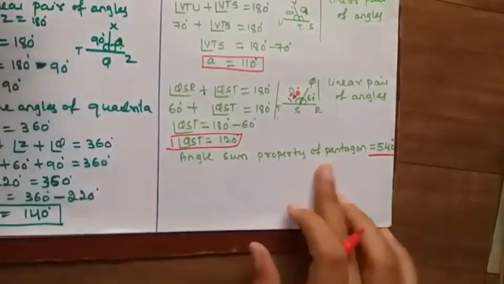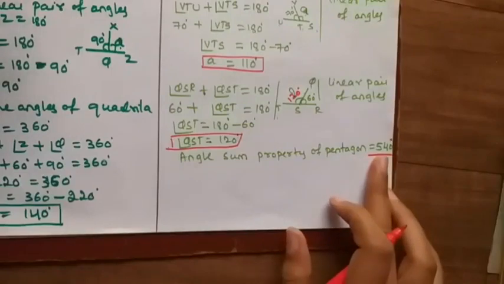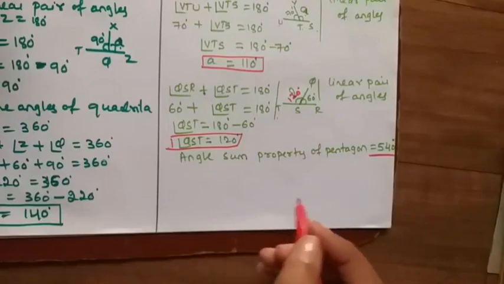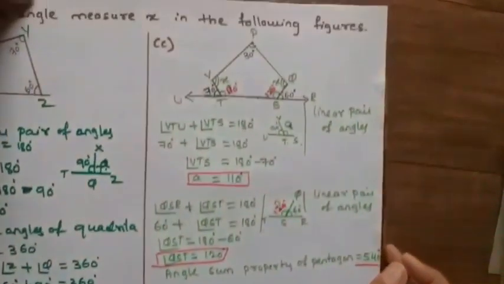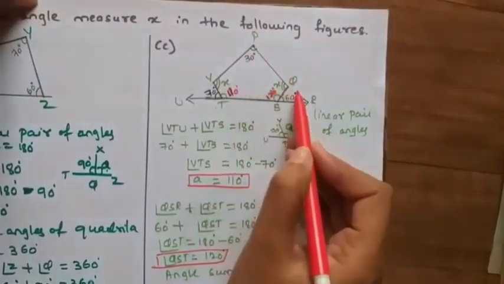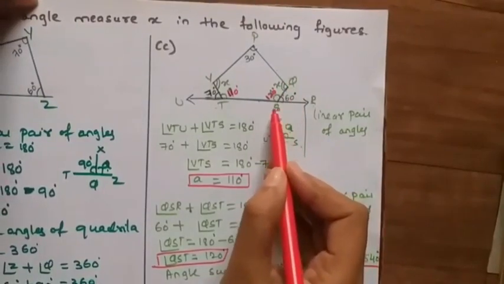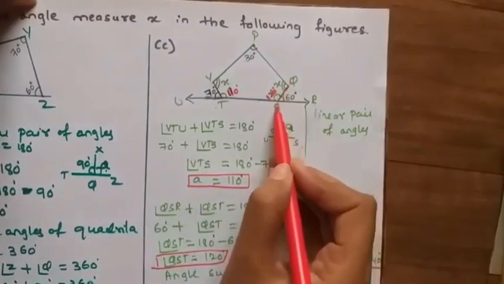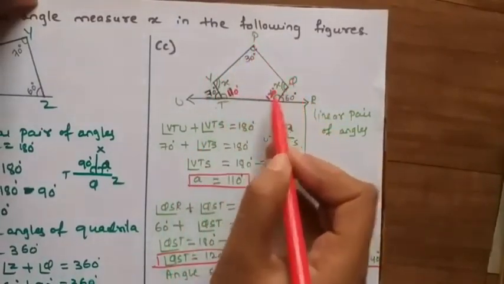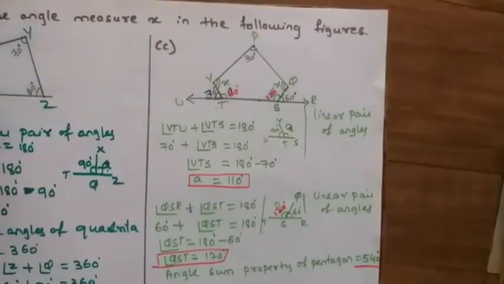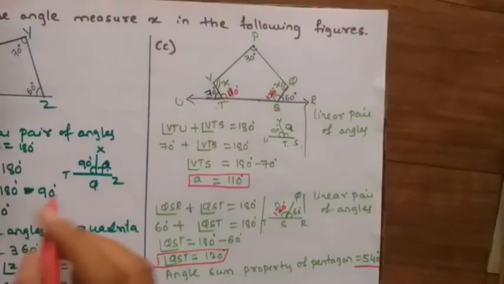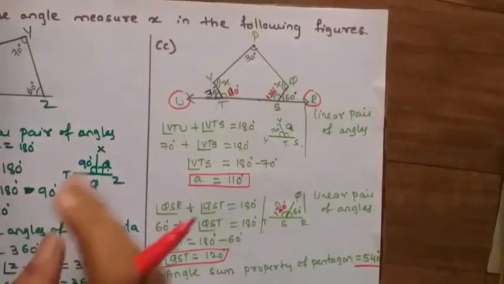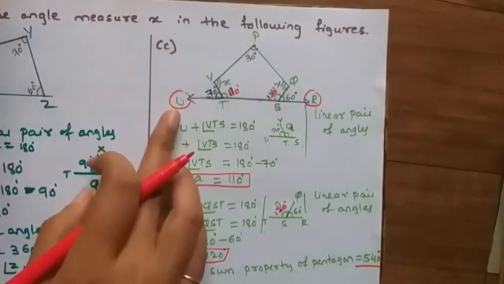The angle sum property of pentagon is how much? 540 degree. Here next, total how many angles are there? Just check here. Angle P plus angle Q plus angle S plus angle T plus angle V. Total 1, 2, 3, 4, 5. The sum of these 5 angles is equal to 540 degree. Here we should not use angle Q and angle R, which are the extended side. Okay, should not consider this one.